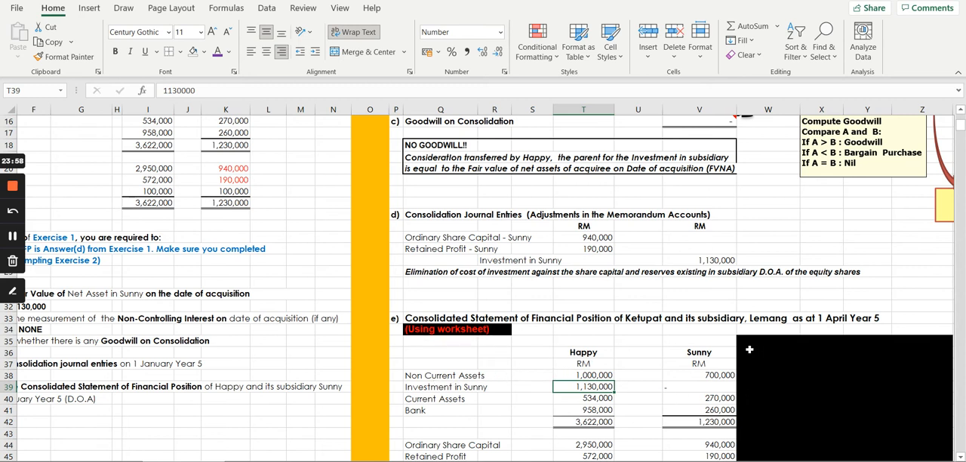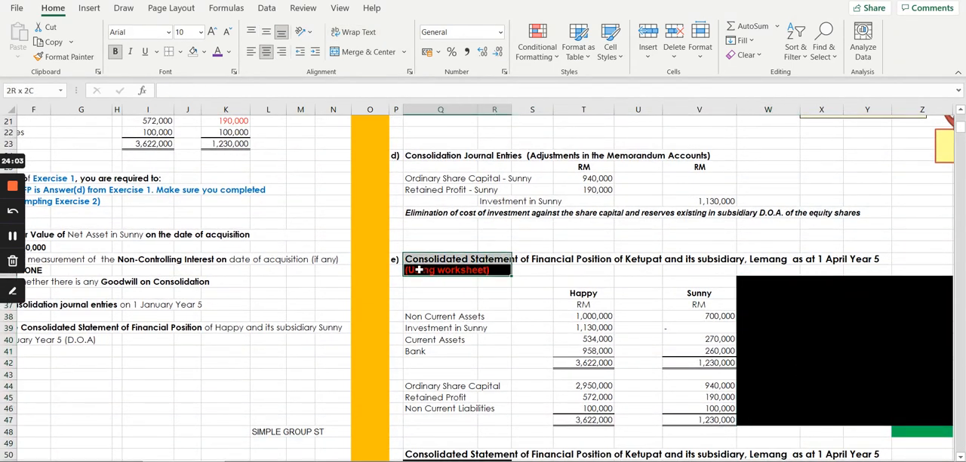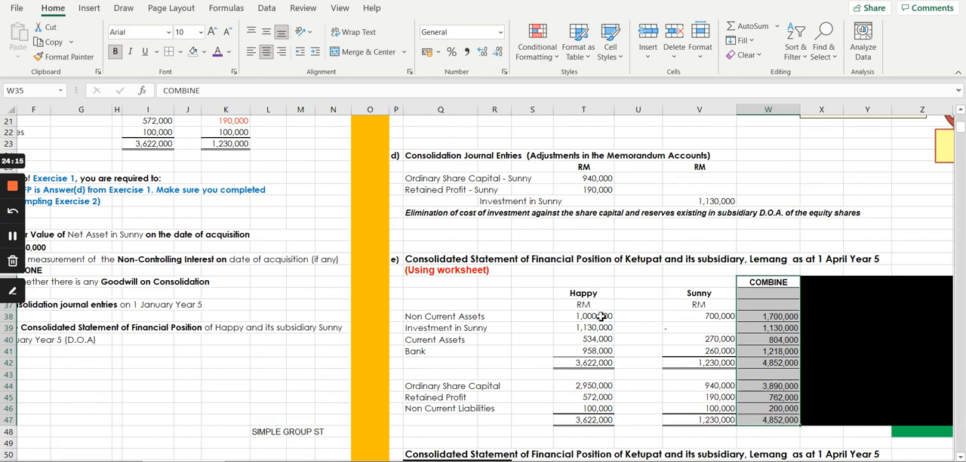Okay, the first step is for you to combine, if you are doing it through a worksheet or you use Excel. But in the exam, we don't use Excel. I'm just showing you in case you use Excel. This is just some introduction. So you combine. When I say combine, it means add the assets to the liabilities. Just add everything first. Of course, the formula can do it for you. So you add what is in Sunny plus what is in Happy. You add all the items that you have.